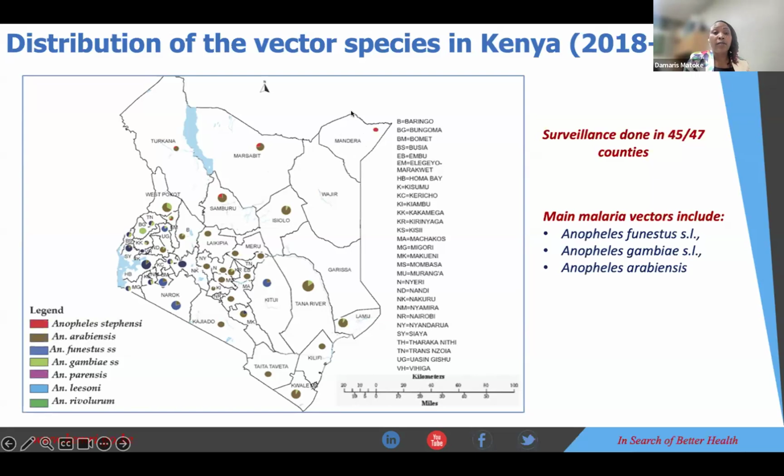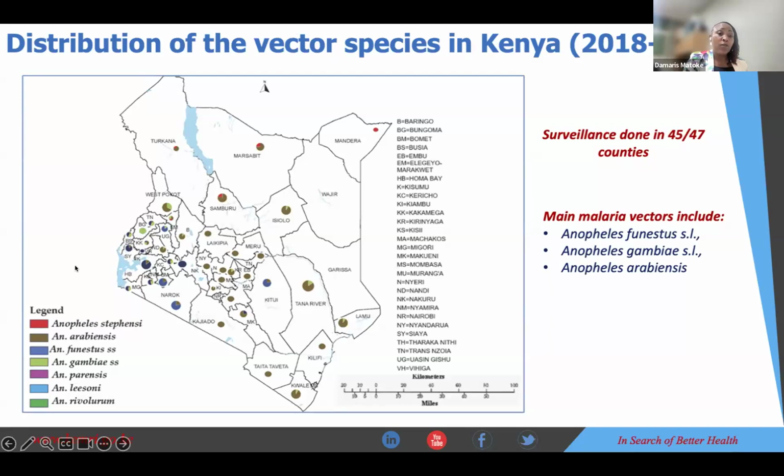Mandera borders the Horn of Africa, that's Ethiopia, on the eastern part of Ethiopia, southern part of Ethiopia, same as Marsabit and Turkana. So Ethiopia is up here. So we've been able to pick Anopheles stephensi in those places, but also there was Anopheles arabiensis. Eric will be speaking more about detection of those species. However, we could say that still from this map, based on densities, Anopheles arabiensis is the common vector.